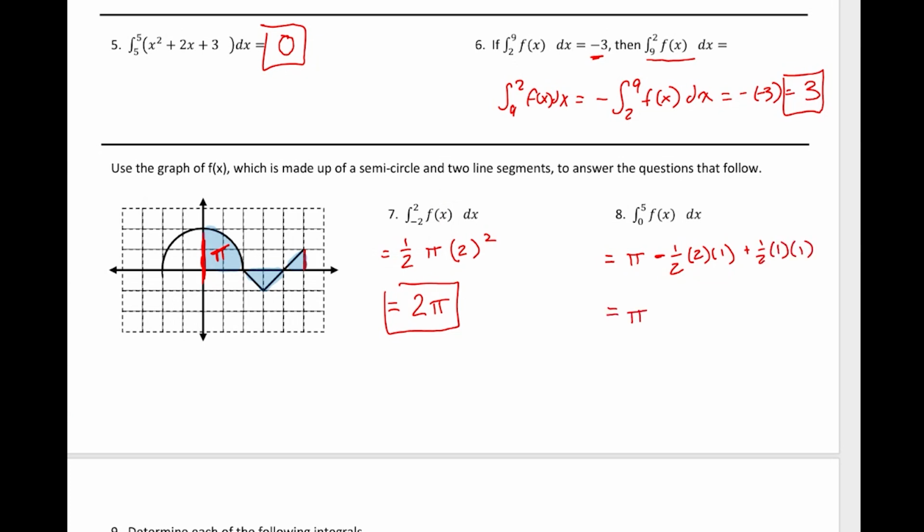It's going to give us pi minus 2 times 1 is 2, divided by 2 is 1, and then half of 1 is just a half. So 1 half minus 1 is negative a half, so this is going to equal pi minus a half. All right, this down here was negative 1. This one is a half, so you can kind of see where all those are coming from.